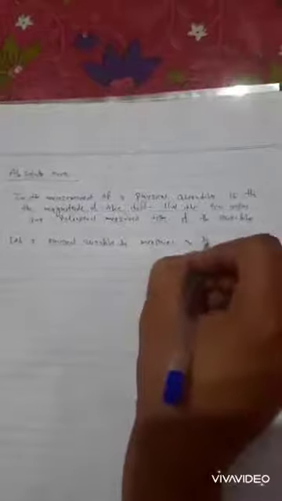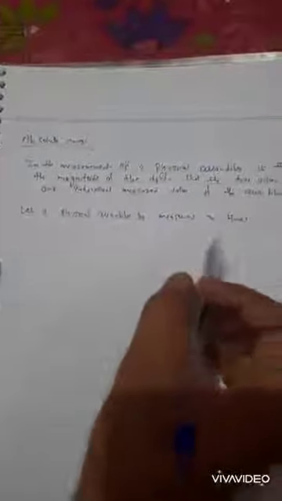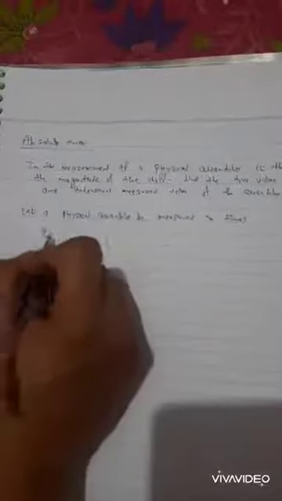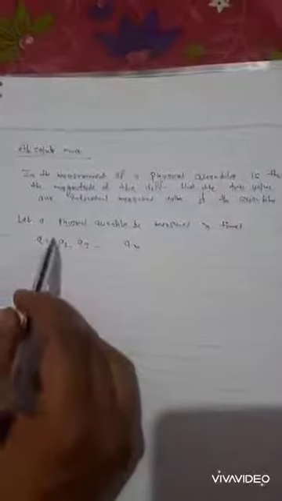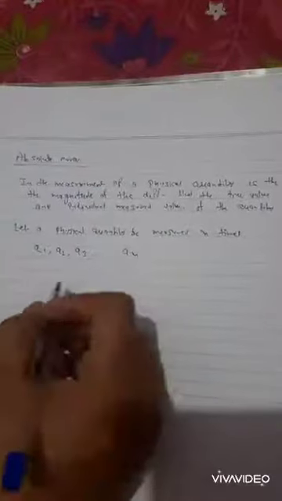The absolute error in the measurement of a physical quantity is the magnitude of the difference between the true value and the individual measured value of the quantity. So delta a1 is basically the difference between the arithmetic mean value and the individual value that we observed. So it is up to the n times. So this is the absolute error.